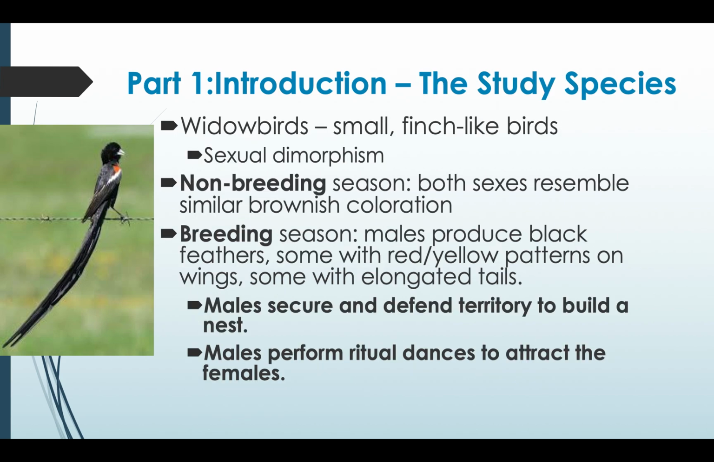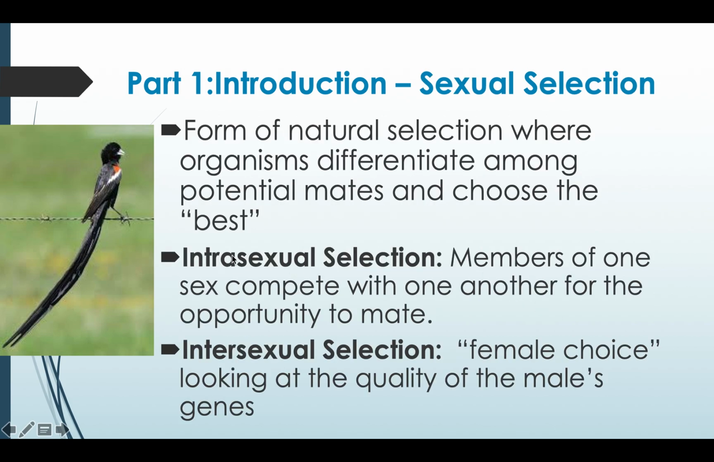Okay, so I'm going to click back really quick. So males securing and defending territory to build a nest, that would be an example of intrasexual selection. Okay, so it's not necessarily male and female at that point. It's actually just them competing in order to find a mate to begin with.